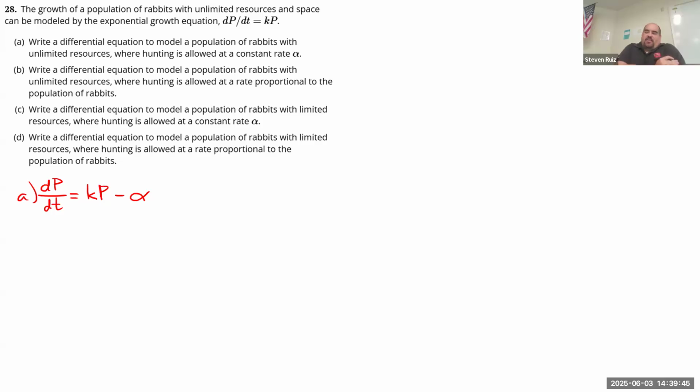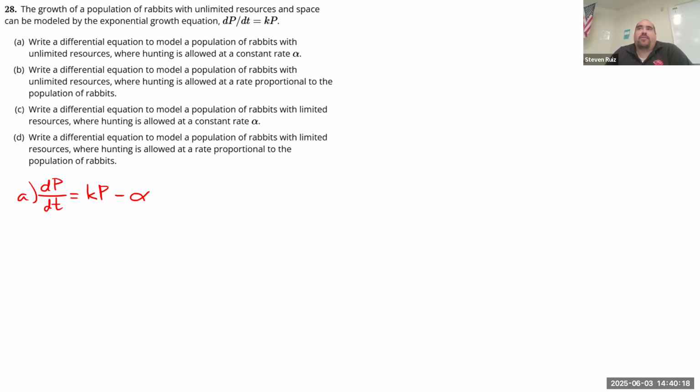So let's give it a value. Let's say alpha is 100. Hunters are going to kill a constant 100 rabbits every year. So after year 1, how many rabbits are going to die as a result of hunting? 100. After 2 years, how many are going to die as a function of hunting? 200, and so on. Let's do one more. After 3 years, how many are going to be hunted? 300. So that's a linear rate.